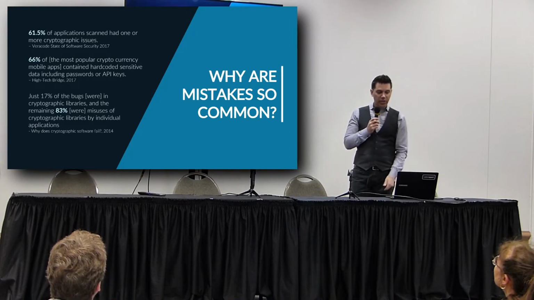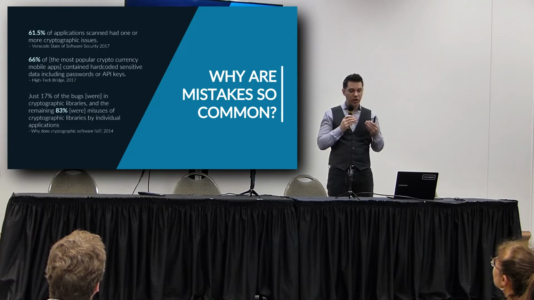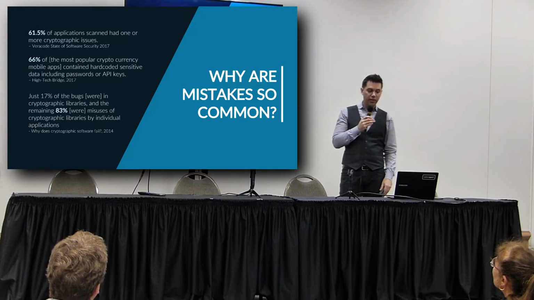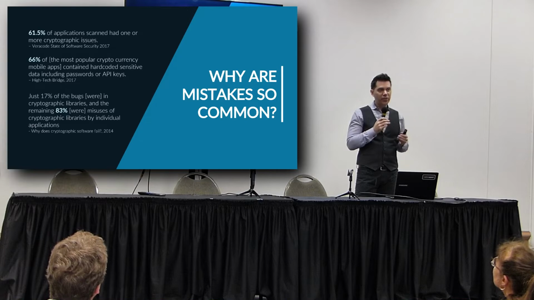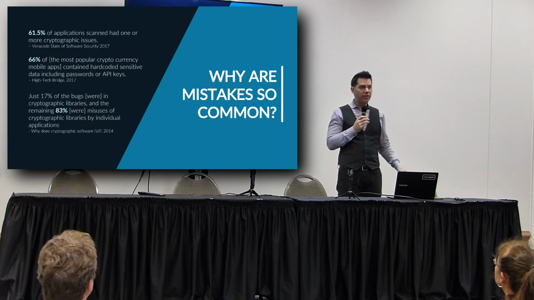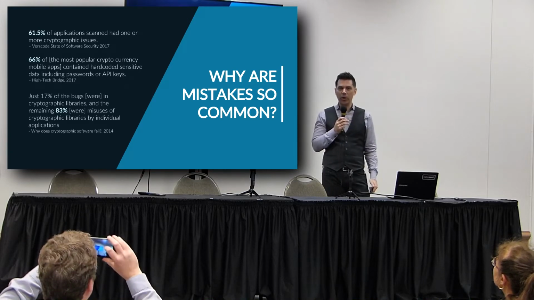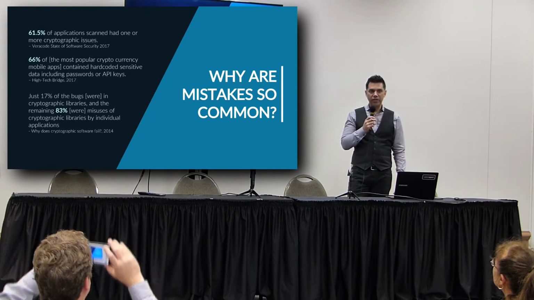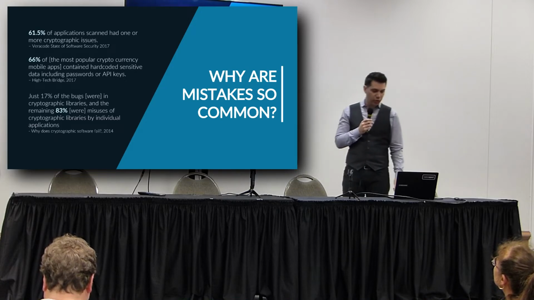And then this last one here highlights the fact that 17% of bugs they looked at were in the cryptographic libraries, whereas the remaining 83% were misuses of cryptographic libraries. And that last point is what I want to emphasize: the cryptographic libraries certainly can have mistakes, and you need to be mindful of those libraries and make sure you're using the latest ones. And I'll talk more about libraries. But the implementation of cryptography is more often where we see problems being introduced.